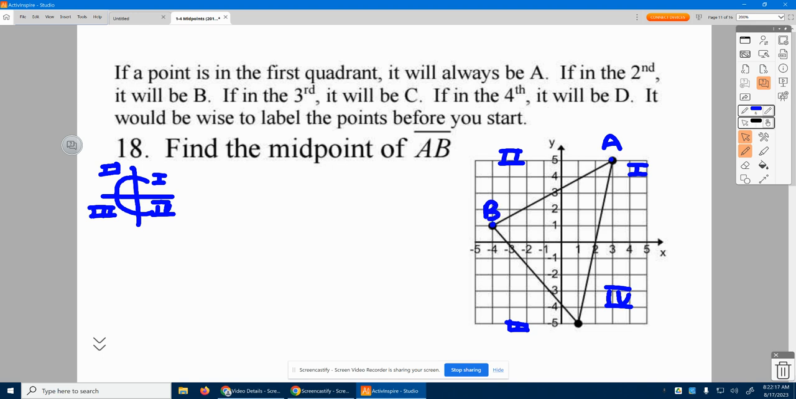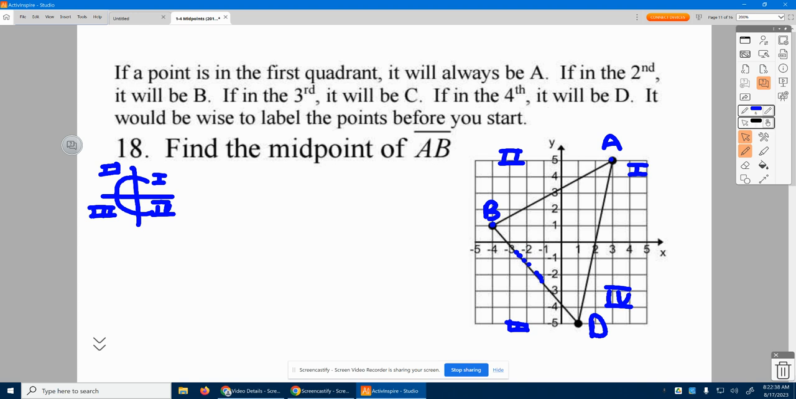If in the third, it will be C. Well, the third quadrant doesn't have any of these points, I guess. Those are all going to be whatever, but we're talking about endpoints to the lines of the triangle here. If in the fourth, it will be D. So this guy is D. Okay. It would be wise to label the points before you start. We just did. Aren't we great?